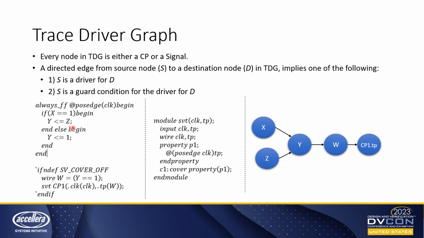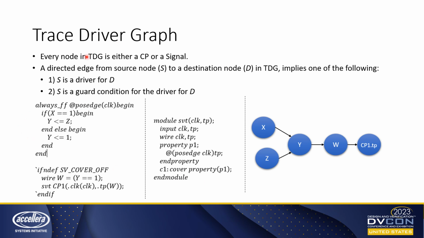And then for this code, we want to figure out whether Y ever becomes 1. So we create a wire called W, which becomes 1 when Y is 1. And we hook up that wire W to the TP input of the module SVT, which is implementing the cover property. Now, how does the trace driver graph look for this RTL?